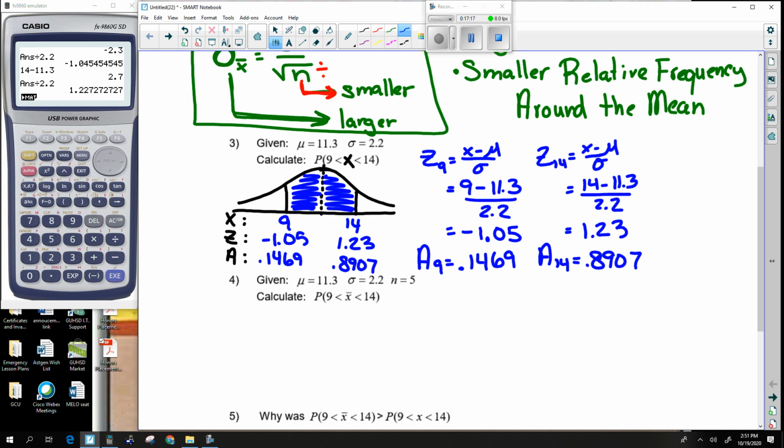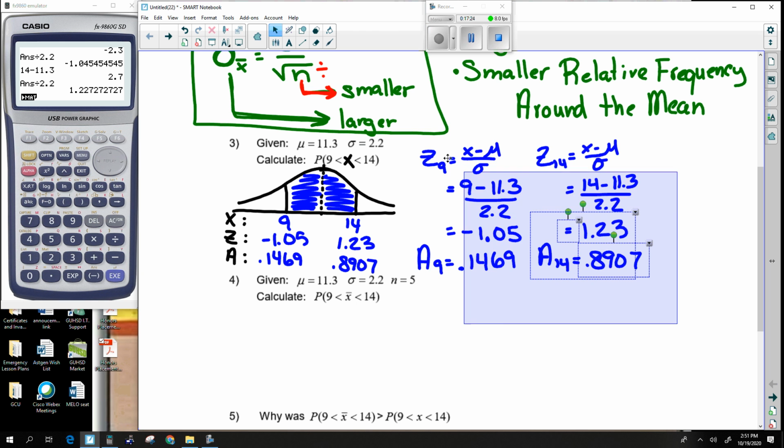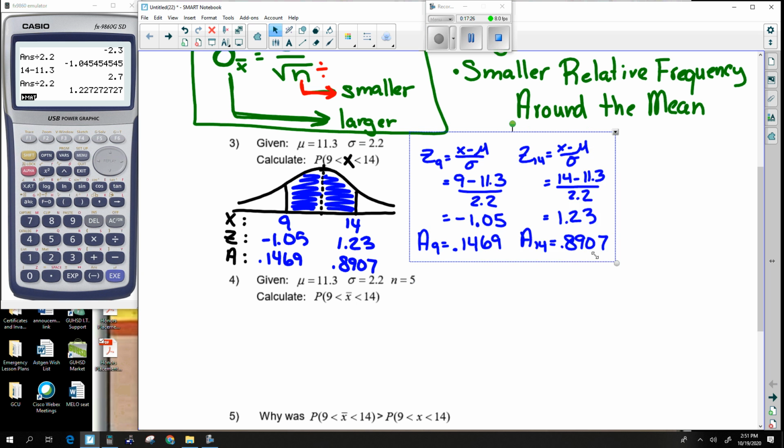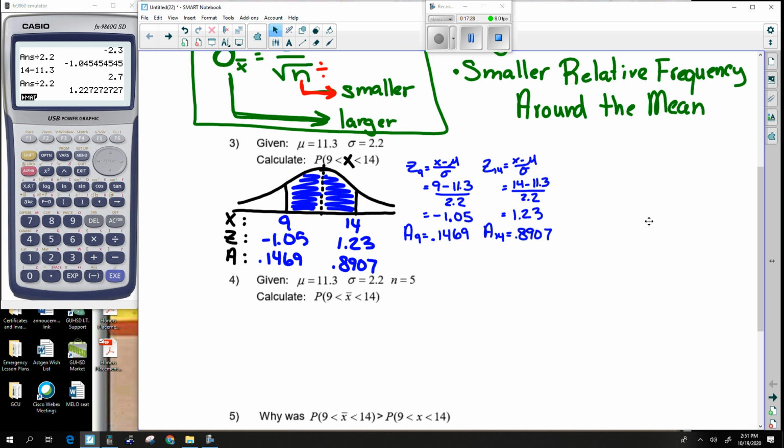You know the probability between those two things, so that means I take the big area and subtract the small area. So room to work here. So the question is, what is the area in between those two things? So I take the big area minus the small area.